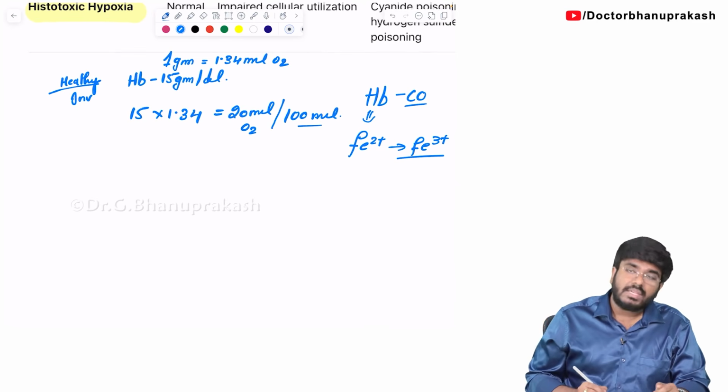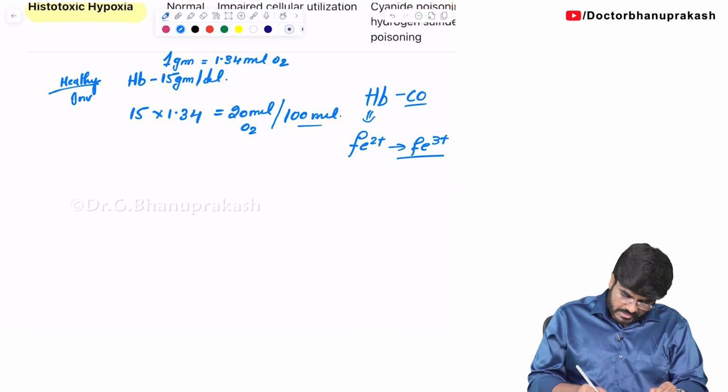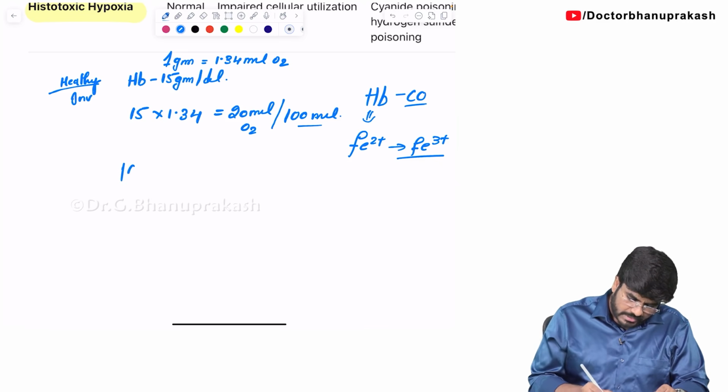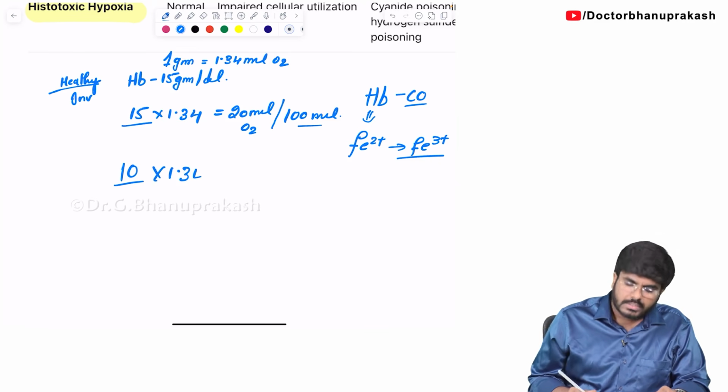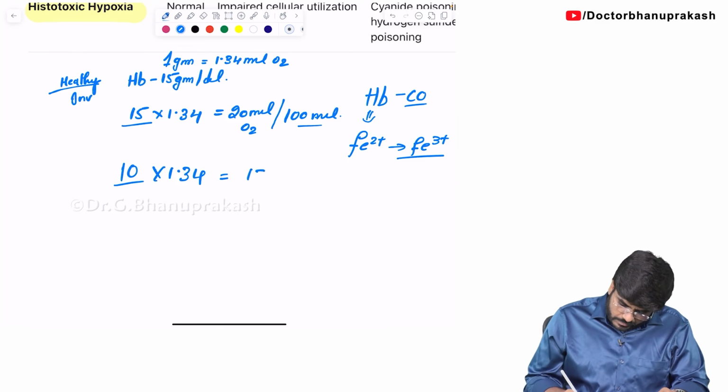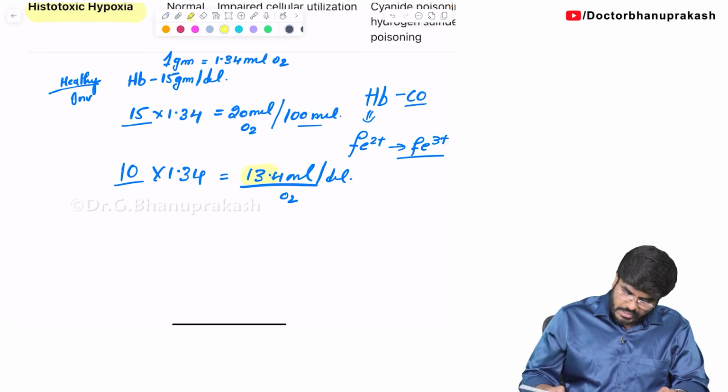Let's say a person is suffering with anemia. So, his hemoglobin is not 15 now, it's only 10. So, 10 into 1.34, how much? It's going to be 13.4 ml per deciliter. So, now tell me, more oxygen is going to the tissues or less oxygen is going to the tissues?